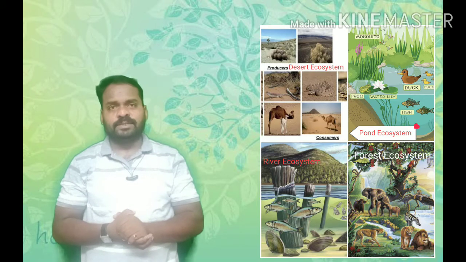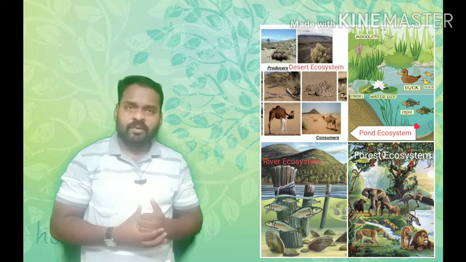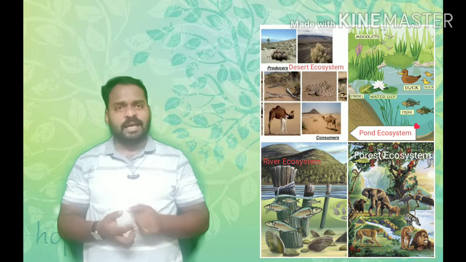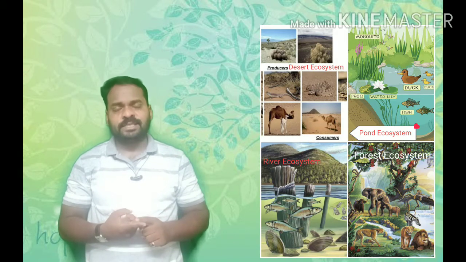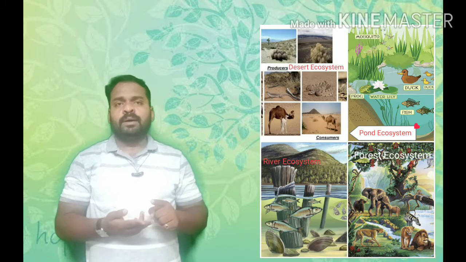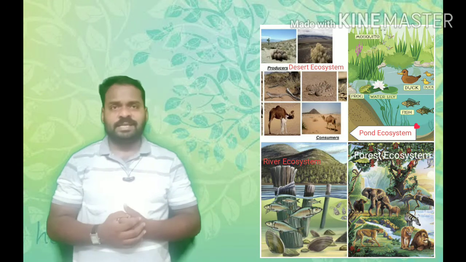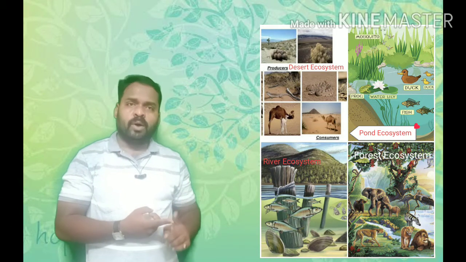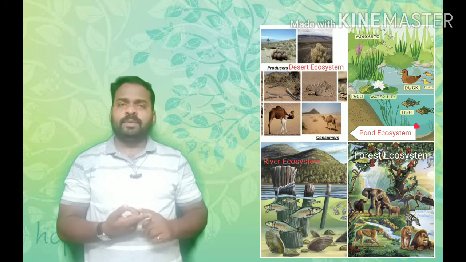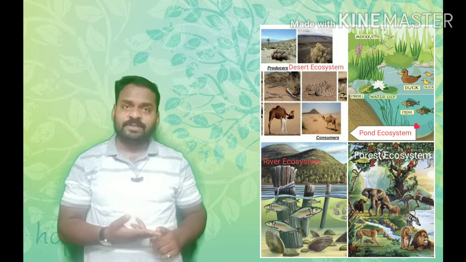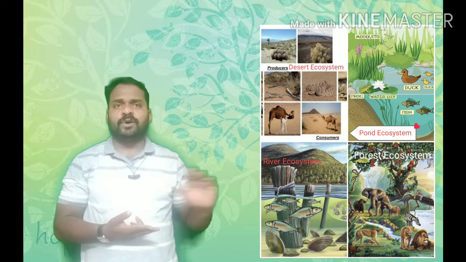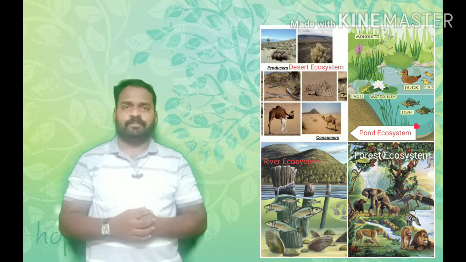In the terrestrial ecosystem, again there are varieties of ecosystems: grassland ecosystem, forest ecosystem, cropland ecosystem, or desert ecosystem. These are the examples of terrestrial ecosystems. And pond ecosystem, lake ecosystem, estuary ecosystem, marine ecosystem: all these are the examples of aquatic ecosystems.